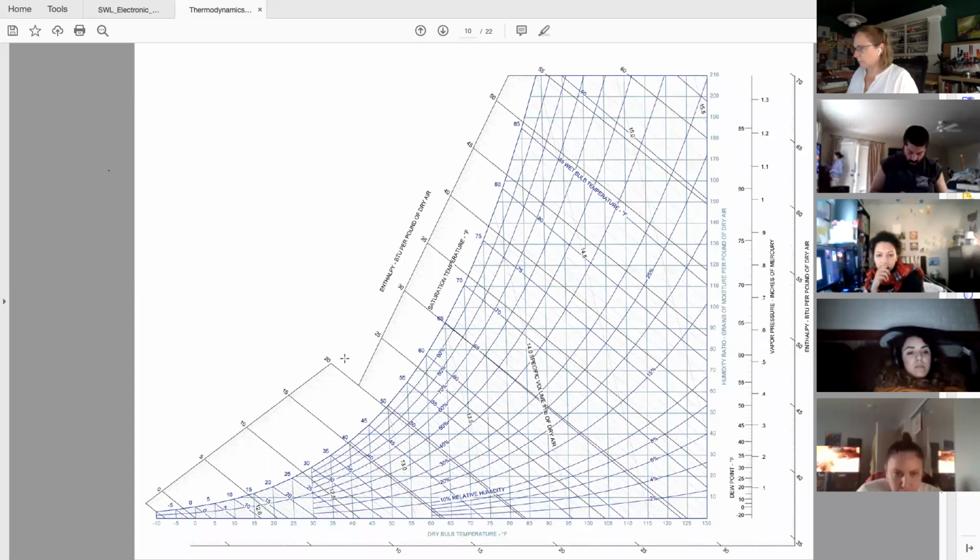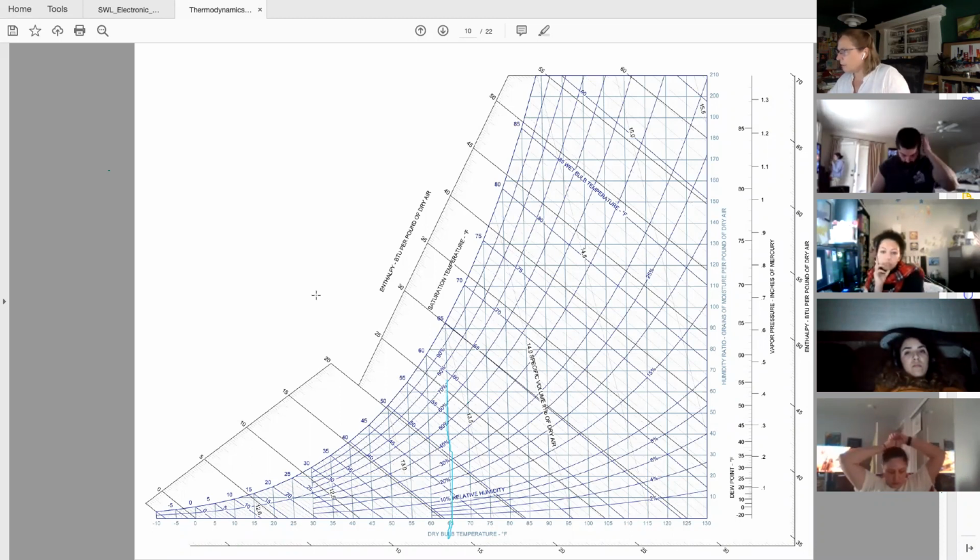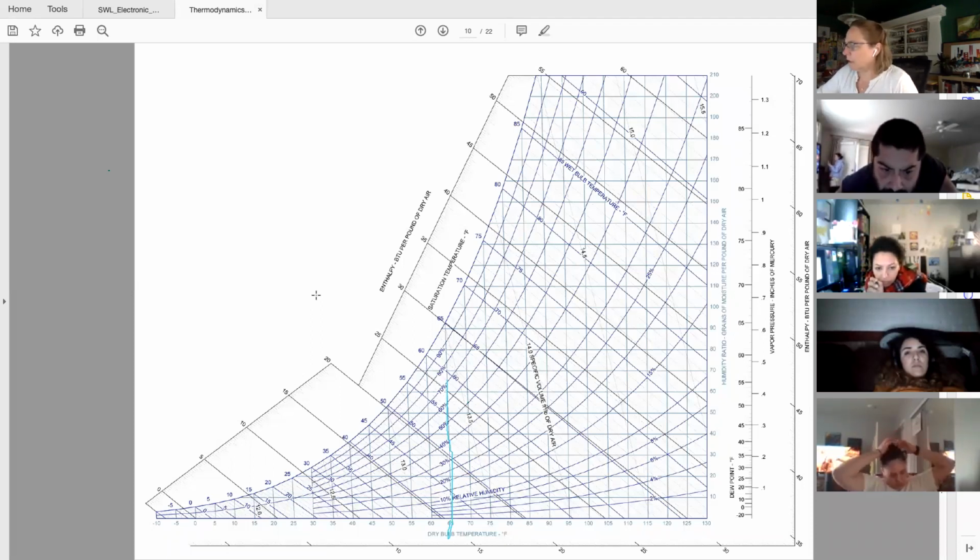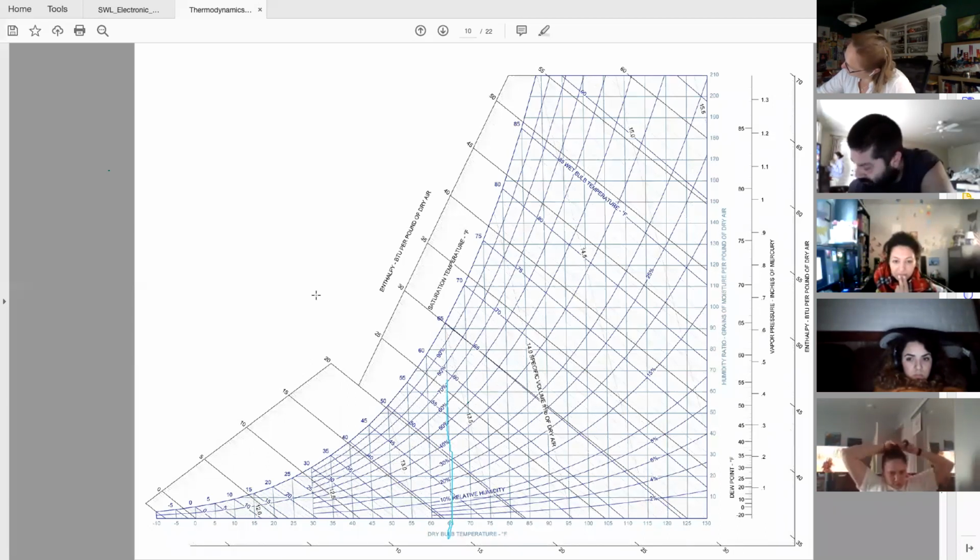Would it be around here? Okay, there's the temperature, and we were at 45 on the humidity ratio. So that's going up the right-hand side. So if you were to draw a line headed left from 45, which curved relative humidity curve would you land on? This curve?